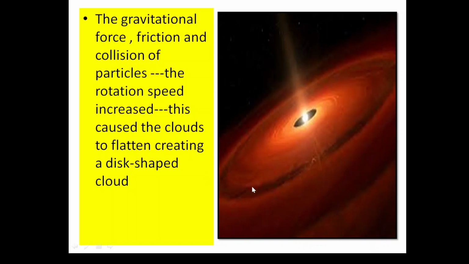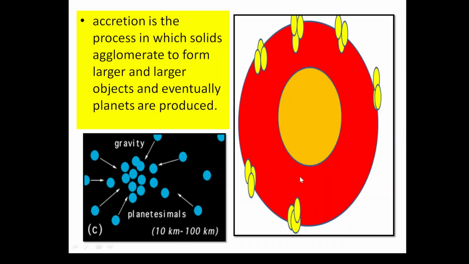Also, there was a rise in the friction and collision between the particles. These forces led to an increase in the rotational speed, and this increase in the rotational speed caused the cloud to flatten and create a disc-shaped cloud. We have already seen that in the cloud there were particles which had more mass as compared to the other particles. The particles which had more mass attracted the particles of lesser mass, and this process continued, and this is how the planets were formed. This process is known as the process of accretion.